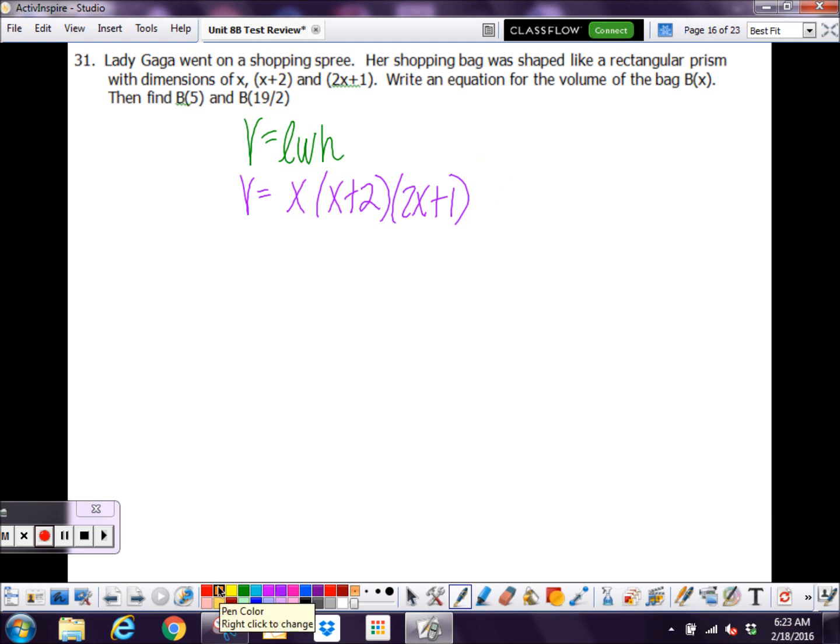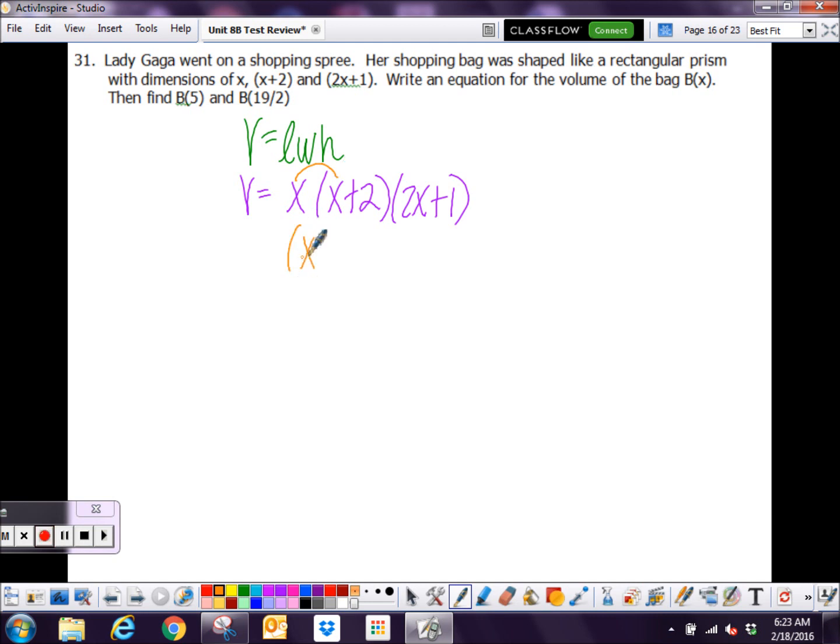Now these are three different things that are being multiplied together. I do not need to take the x and distribute it to the x plus 2 and the 2x plus 1. It's not on the 2x plus 1. It's only on the x plus 2. Okay, so there's a couple different ways you could do this. You could go ahead and distribute that x into the first group, or if you wanted to FOIL first, you could FOIL first. I'm just going to go ahead and distribute that x.